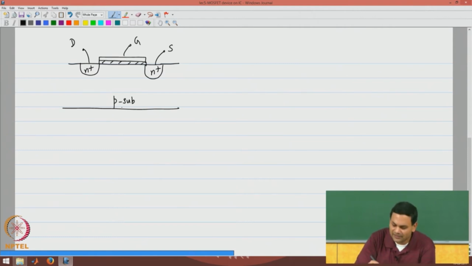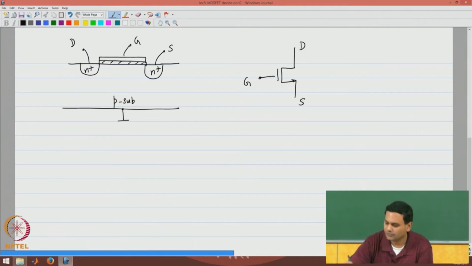Please note that the device clearly has a fourth terminal, which is the bulk terminal. So, now we introduce the concept of the MOSFET being a 4-terminal device. I will denote that by B.